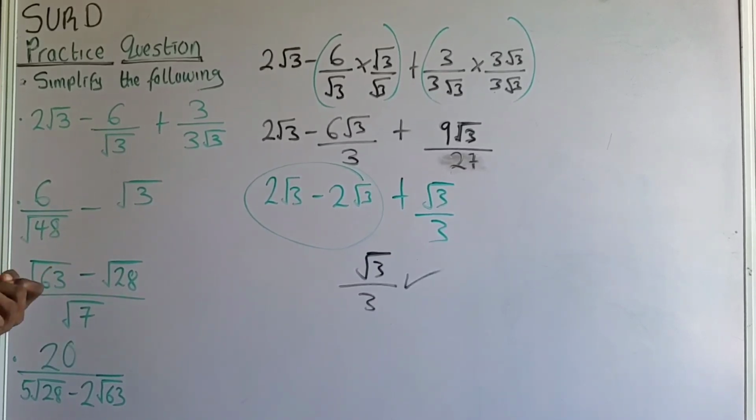So that means that I'm going to look for what I can multiply by 3 to get 48. Listen to me carefully. This is what I'm trying to say.